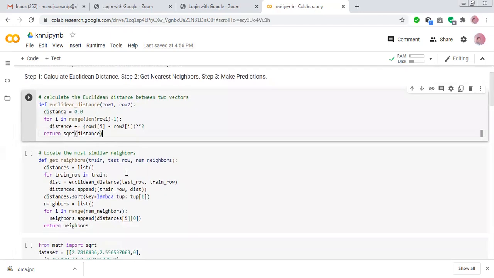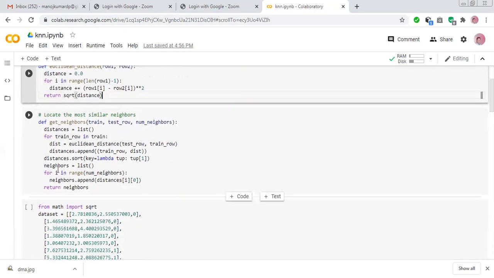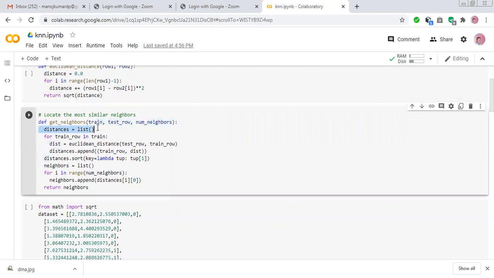Now you find the similar neighbors. To find similar neighbors, first you calculate the distance. dist is equal to the list we have taken. Now what is training? Training means the input is already there and the output is also known. Test means the input is there but the output is not. Depending on training, you now have to test. Keep this in mind.